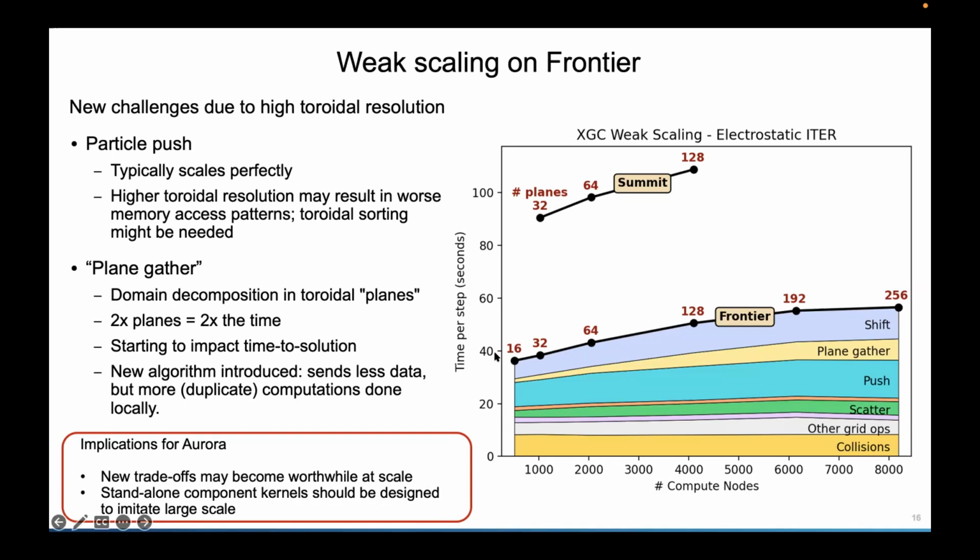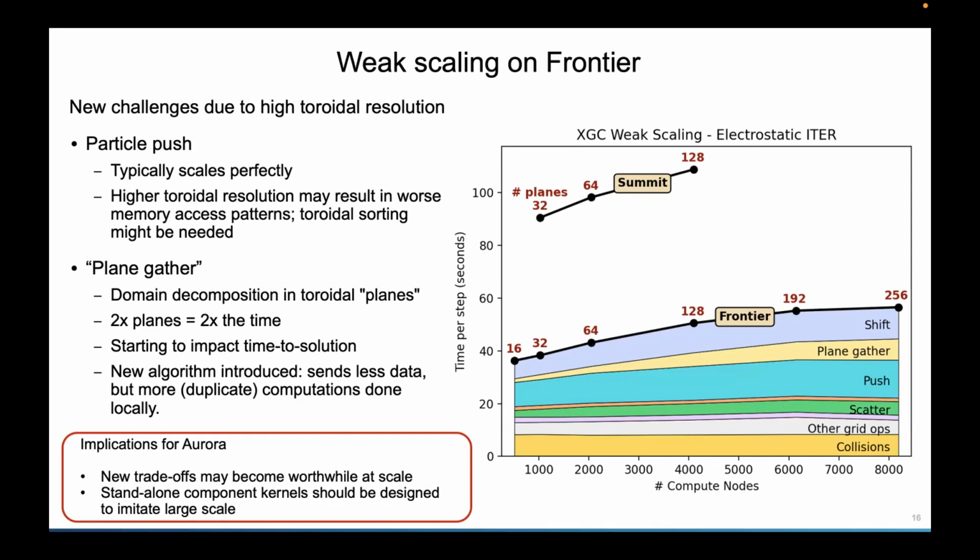Some new challenges arose due to this new higher toroidal resolution. This is a problem size that we've never run at. The particle push normally scales perfectly, but because of the higher toroidal resolution, I suspect that the issue is that we have worse memory access patterns because we don't actually sort the particles in the toroidal direction. So we might need to start doing that in order to have better scaling there. And another issue is that our plane gather routine.